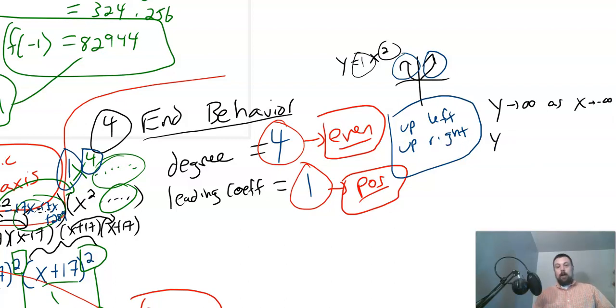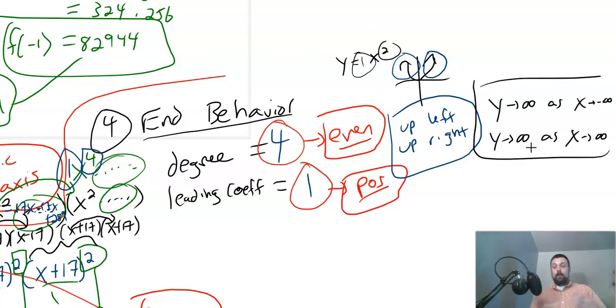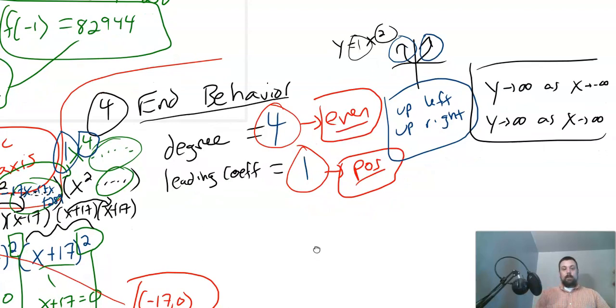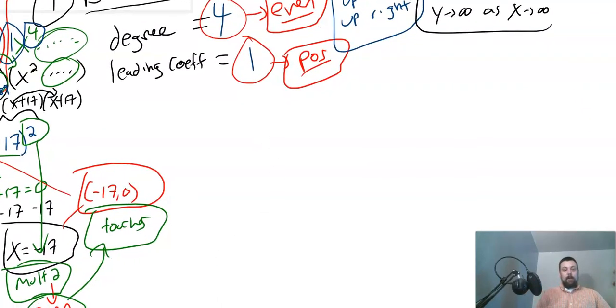For this one, up, again, is y going to positive infinity. To the right is x going to positive infinity. So that's how I would describe that behavior in the language of calculus. All right, so now we have all this information. We want to put it together to draw this graph. And so let's make some space here for that.